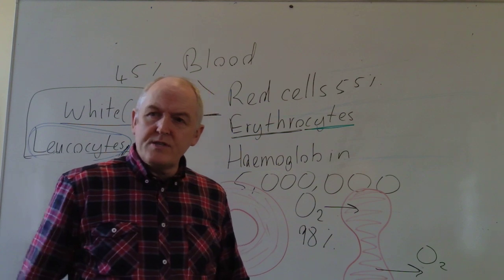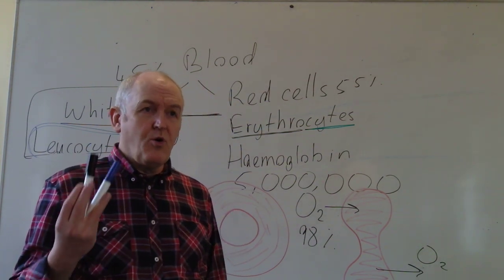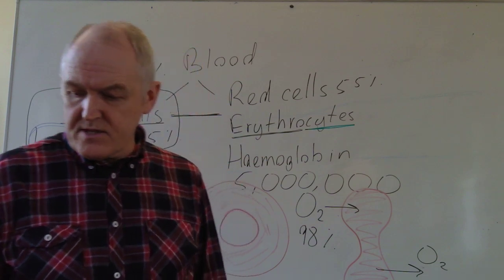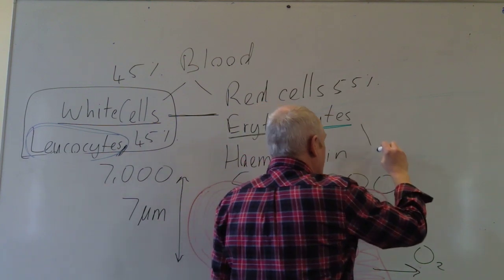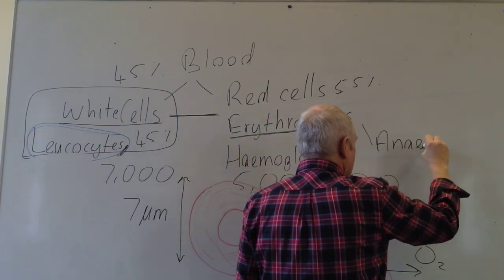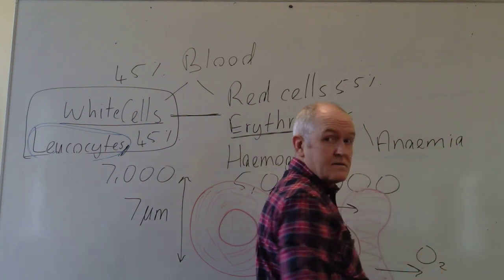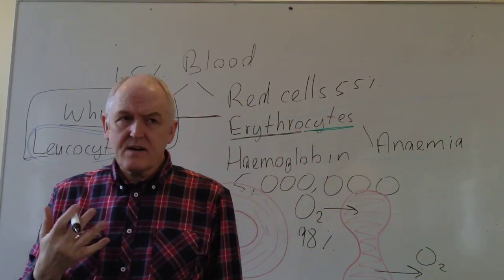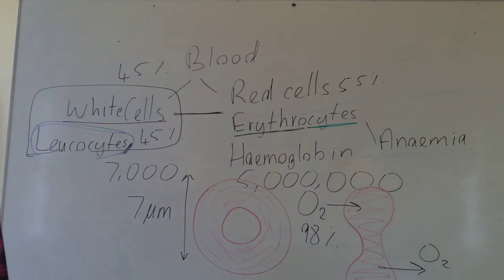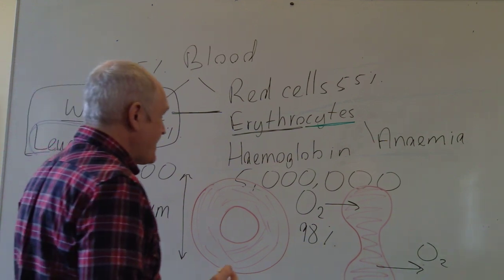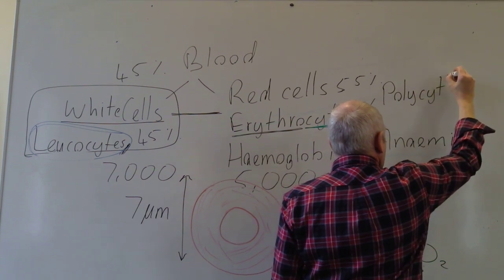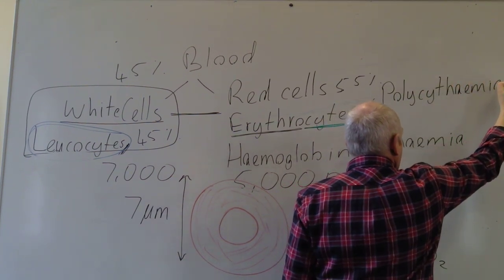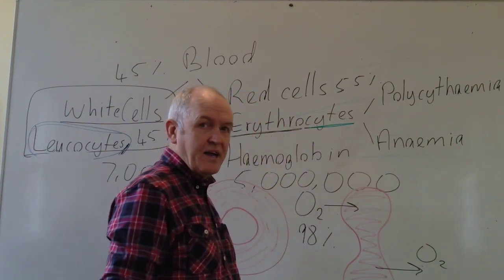Now, it's very important to know about these because the numbers can go up or down of different types of cells. So if there weren't enough red cells, can you see that could cause anemia? Does that make sense? You need the red cells to carry the oxygen. That could cause anemia. And there is a disease where you get too many red cells. That's called polycythemia.